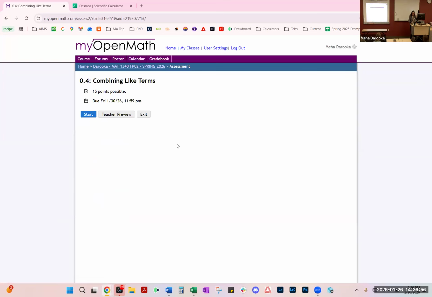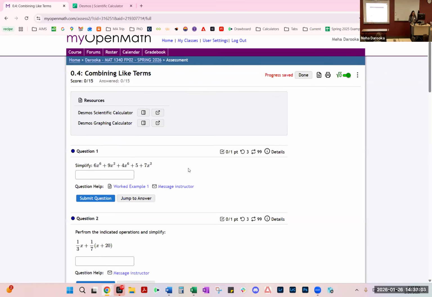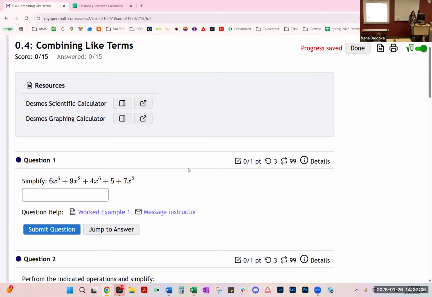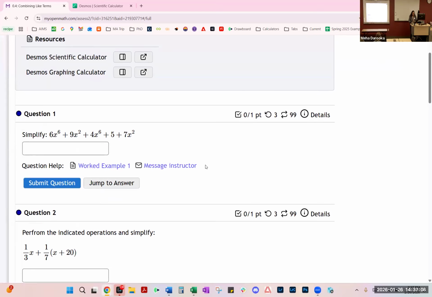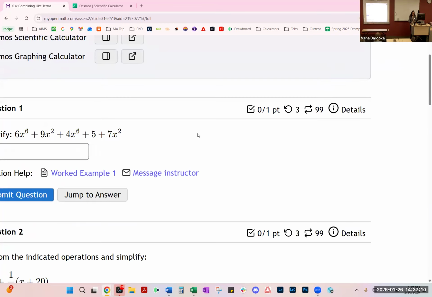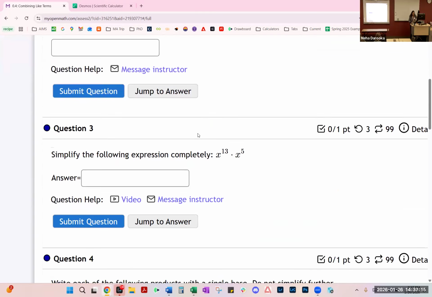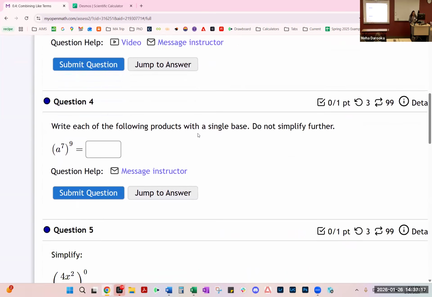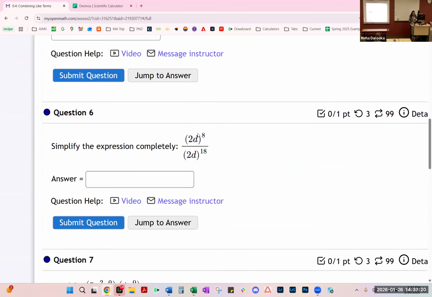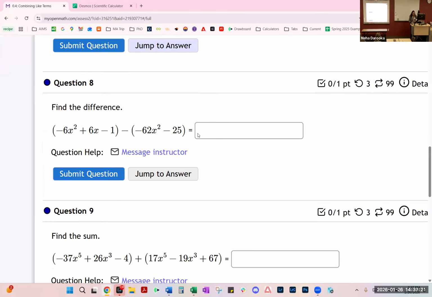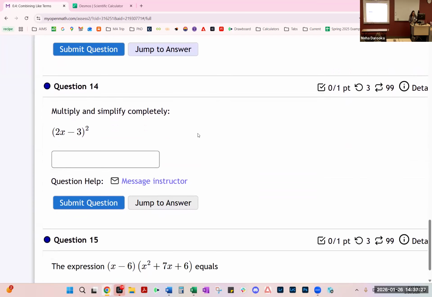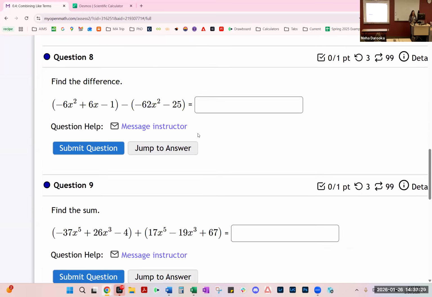This should be similar to what we had done in solving equations. The only thing here you would have to do is make sure you are matching the terms, right? Making sure, especially when you're working with exponents. So let me see what we have. Exponents. And then some operations. Okay.